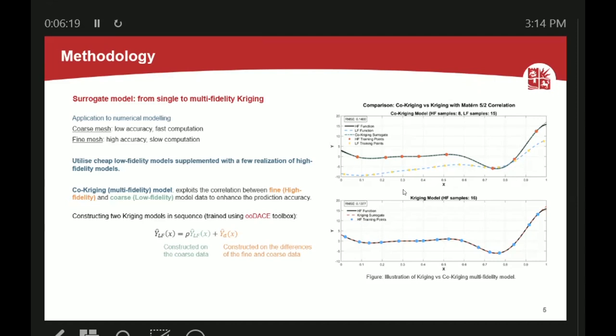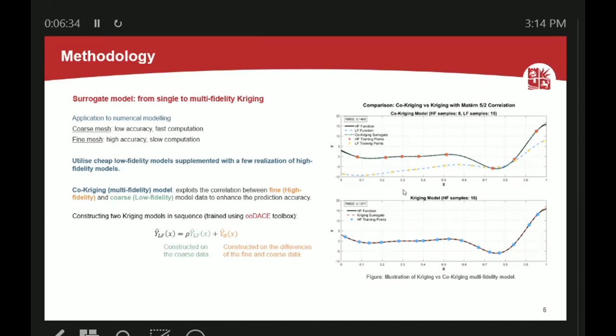Particularly, we use a co-kriging model here, and again, it's formed by two parts. The first bit is constructing a kriging model for the low fidelity data, plus a discrepancy model which implements the difference between the high and low fidelity data.